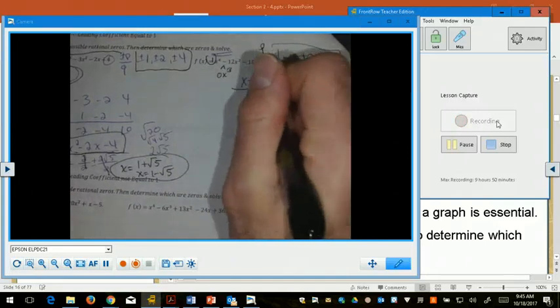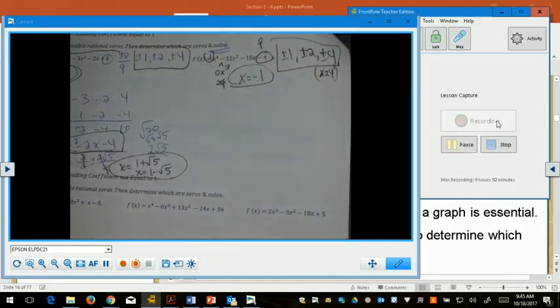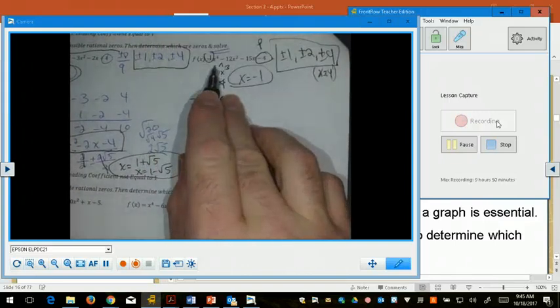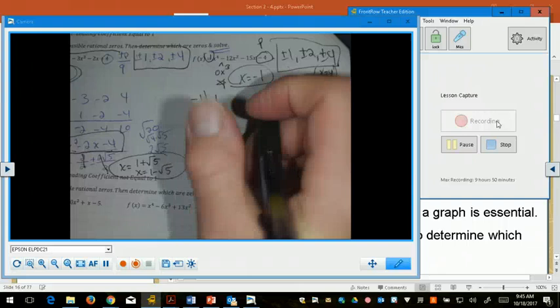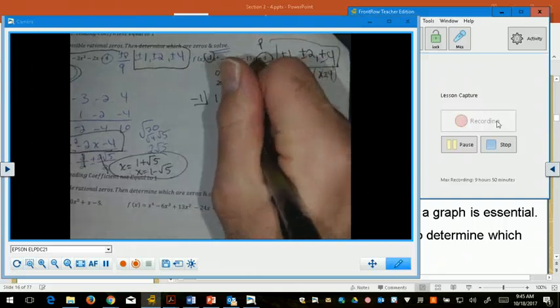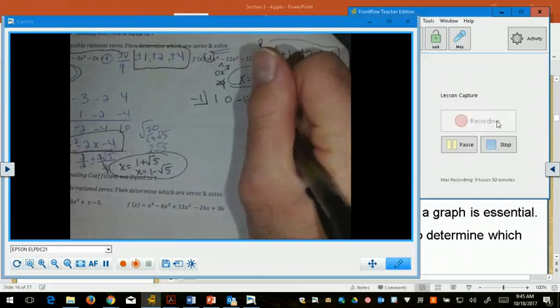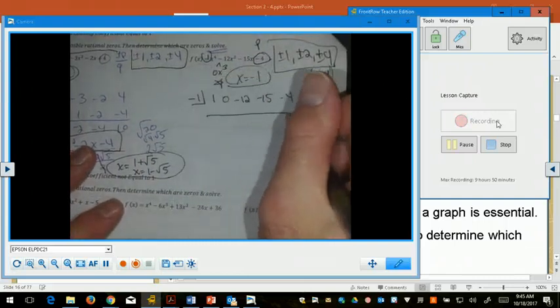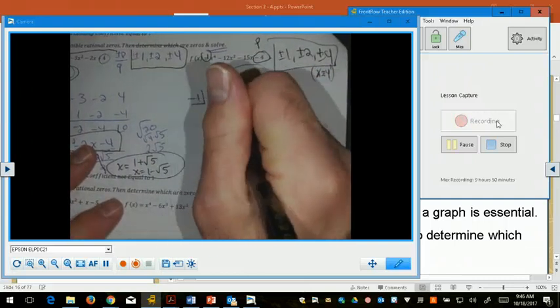But the same process applies. I know one of them is x equals -1. That's the first one I found. So I'm going to divide that out from this. So I have 1x to the 4th, 0x cubed, -12x squared, -15x, and -4 for my constant. Bring down my 1.